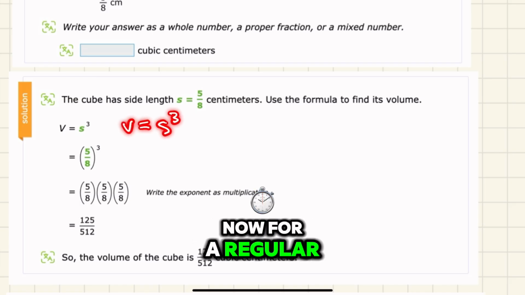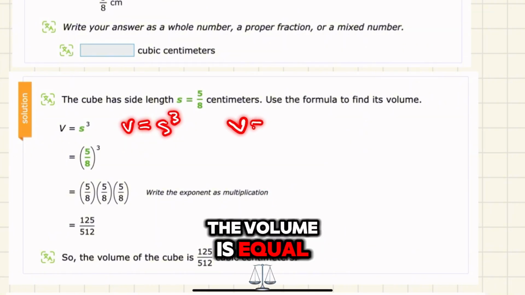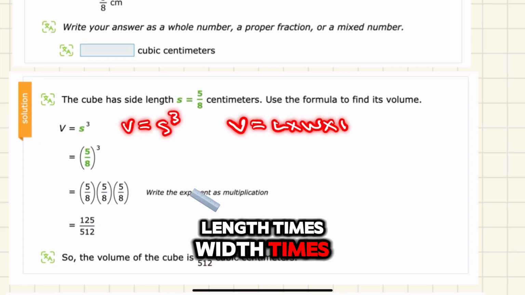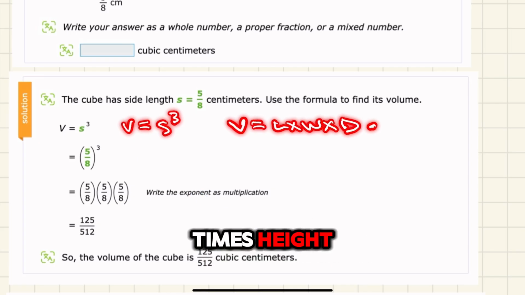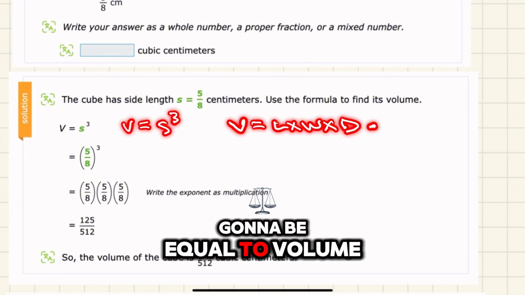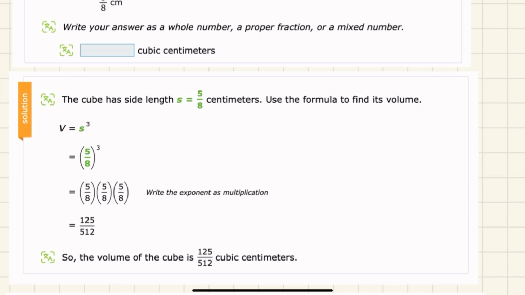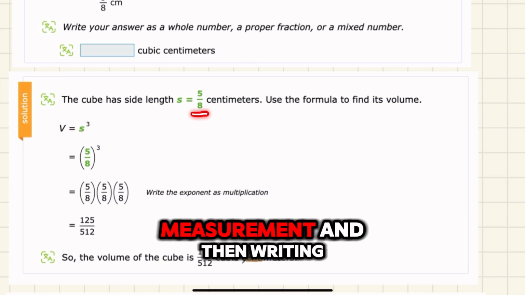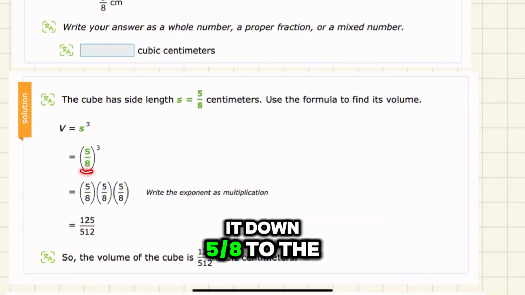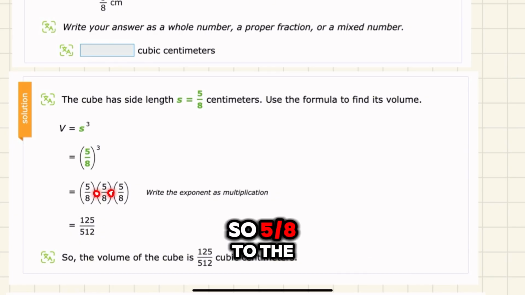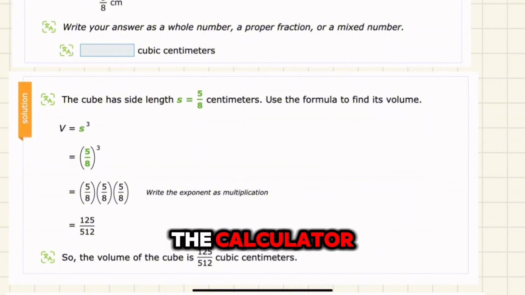Now, for a regular volume problem, the volume is equal to length times width times depth, or length times width times height. Basically, the three dimensions that it gives you is going to be equal to volume. But right now, we're just dealing with the cube, so we're going to look at sides cubed. Sides cubed is taking that measurement and writing it down, 5/8 to the third power, and that just means 5/8 times 5/8 times 5/8. So 5/8 to the third power, and you can just do that on the calculator.